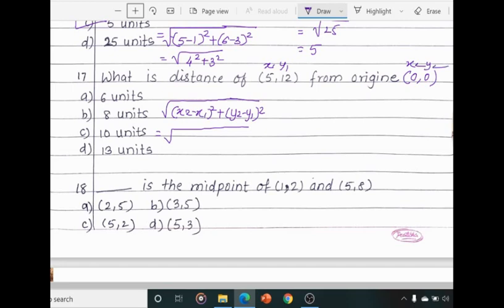Put these values, so we get (0 minus 5) square plus (0 minus 12) square. So (minus 5) square is 25 and (minus 12) square is 144. This is 169 and the answer is 13. 13 is the answer.